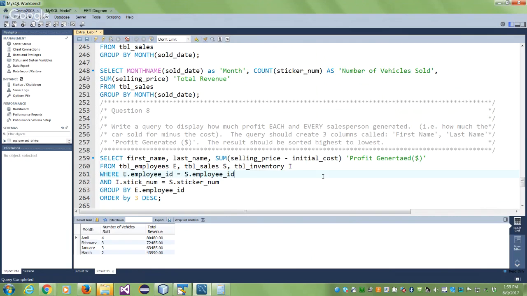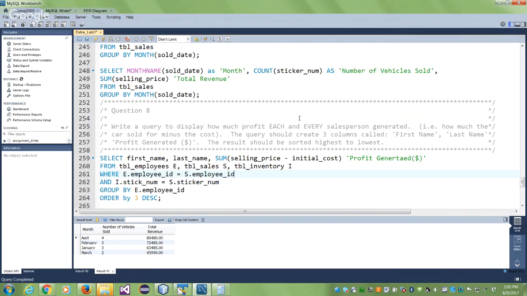Why should I use 2 sums? I don't know. Maybe just how I was thinking. So you're basically taking selling price and subtracting the initial cost. The initial cost is coming from the inventory table, and I forgot that table. And then the joining conditions definitely has to be there. Tarun? What do you mean by order by 3?